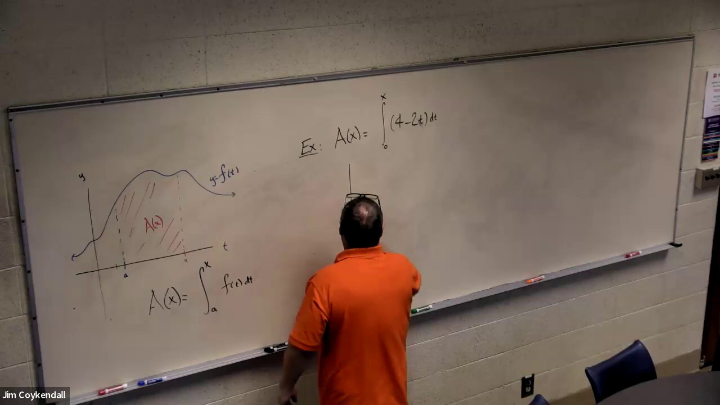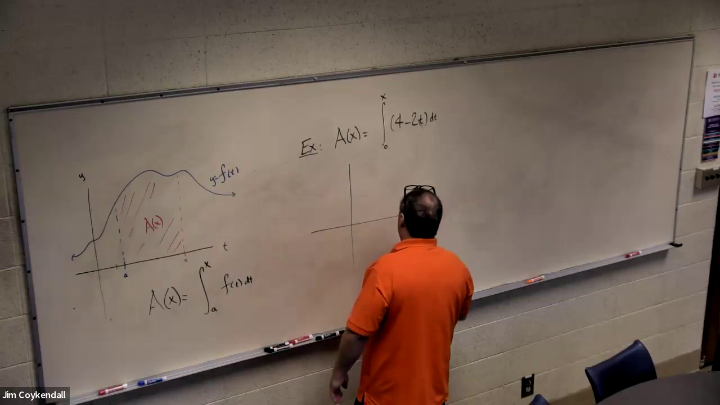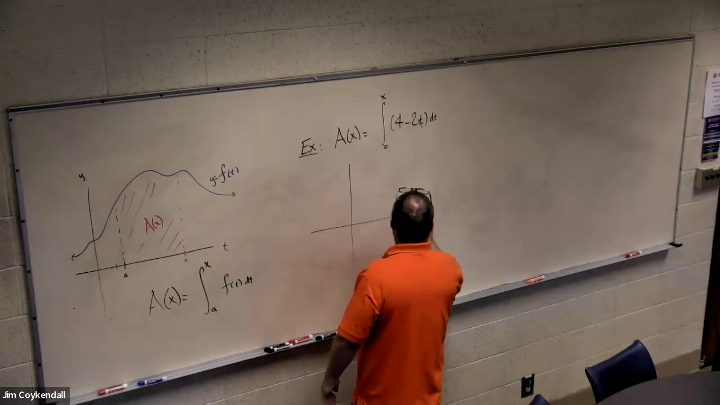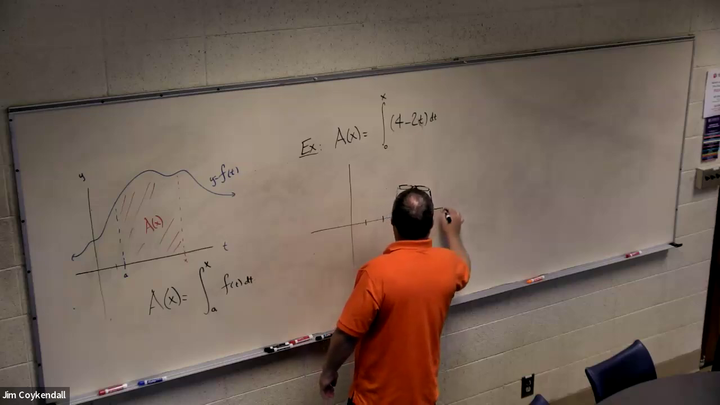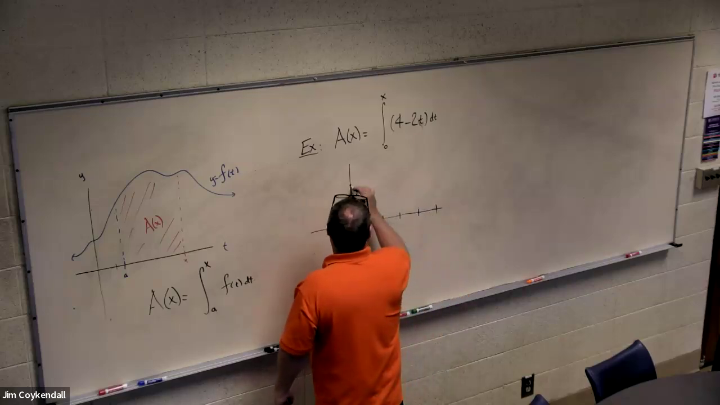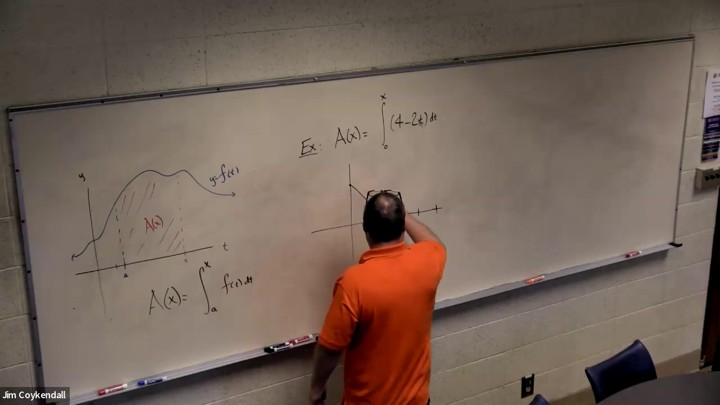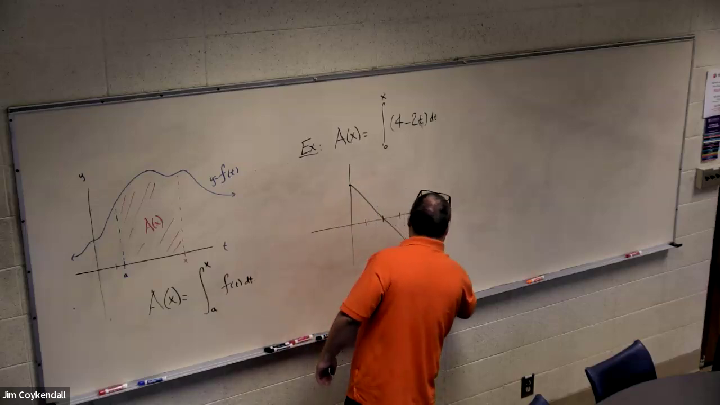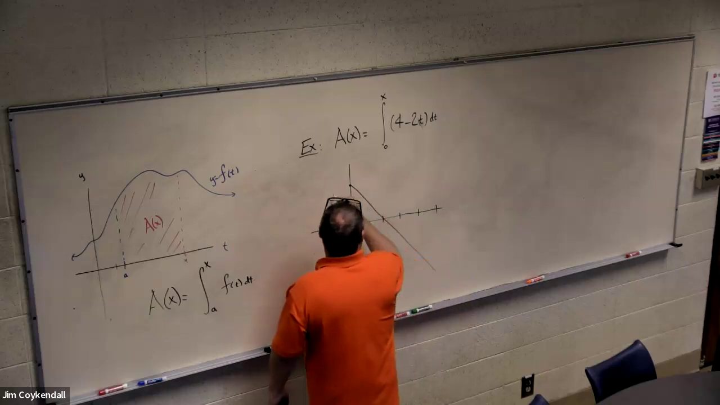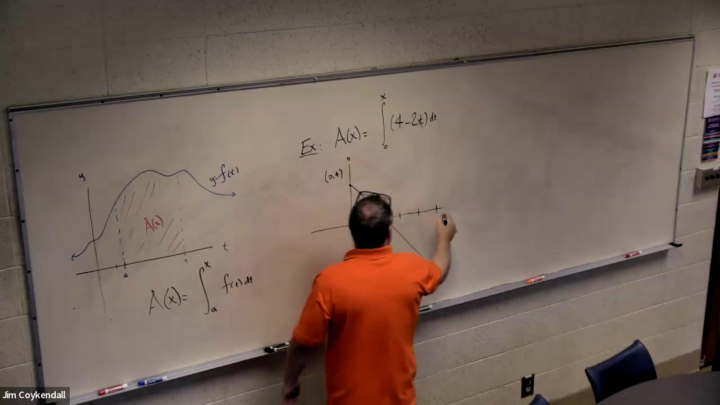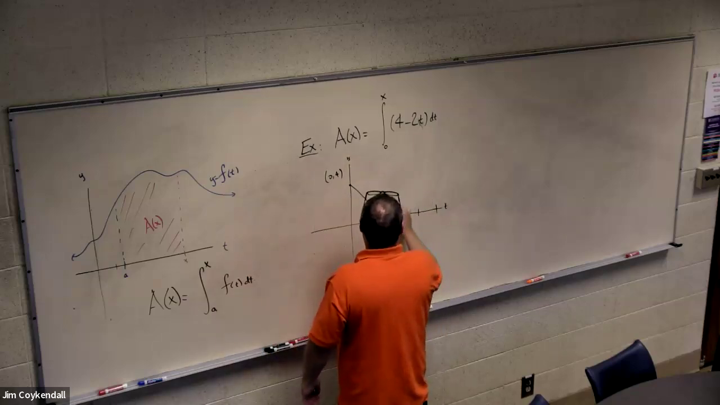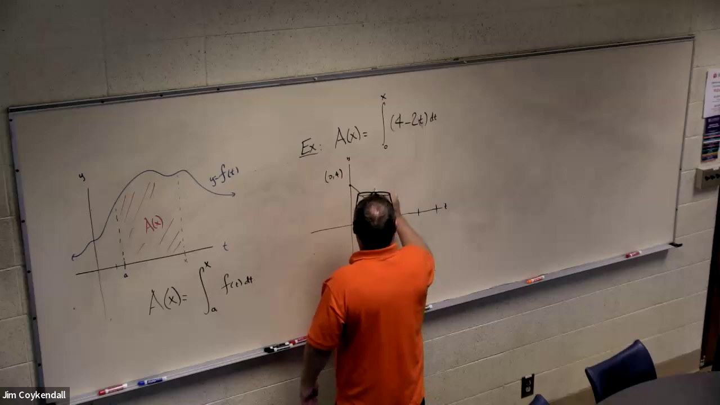So let me draw this curve so I can put it here. This crosses the x-axis at x equals 2. So this, for example, is (0, 4). So (0, 1, 2).